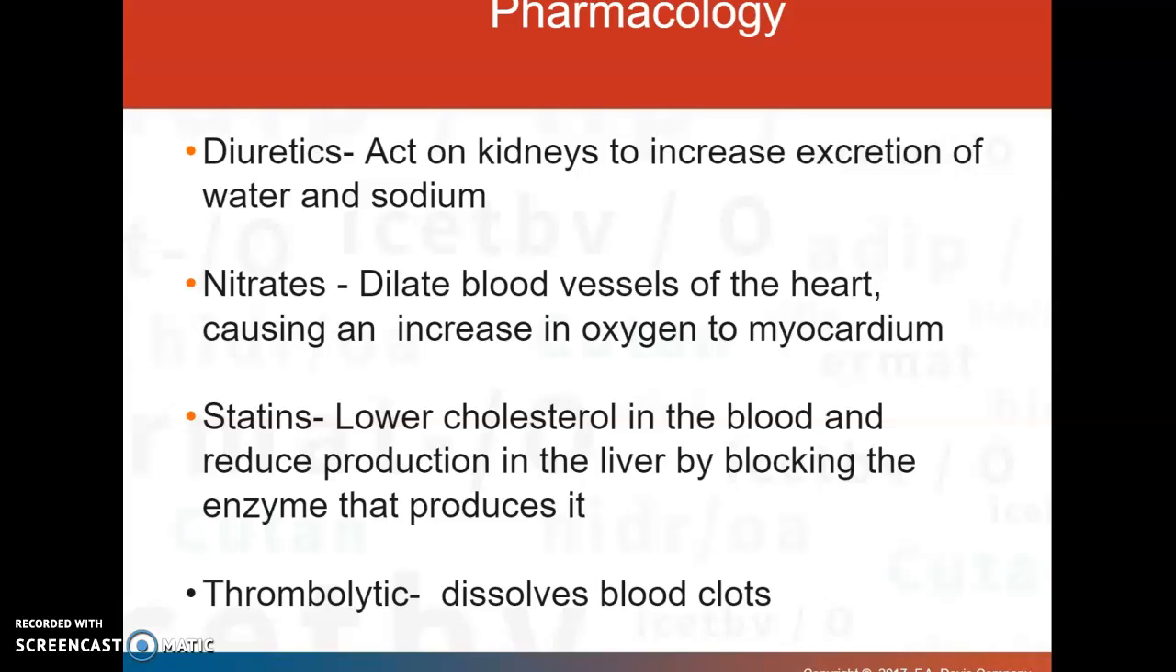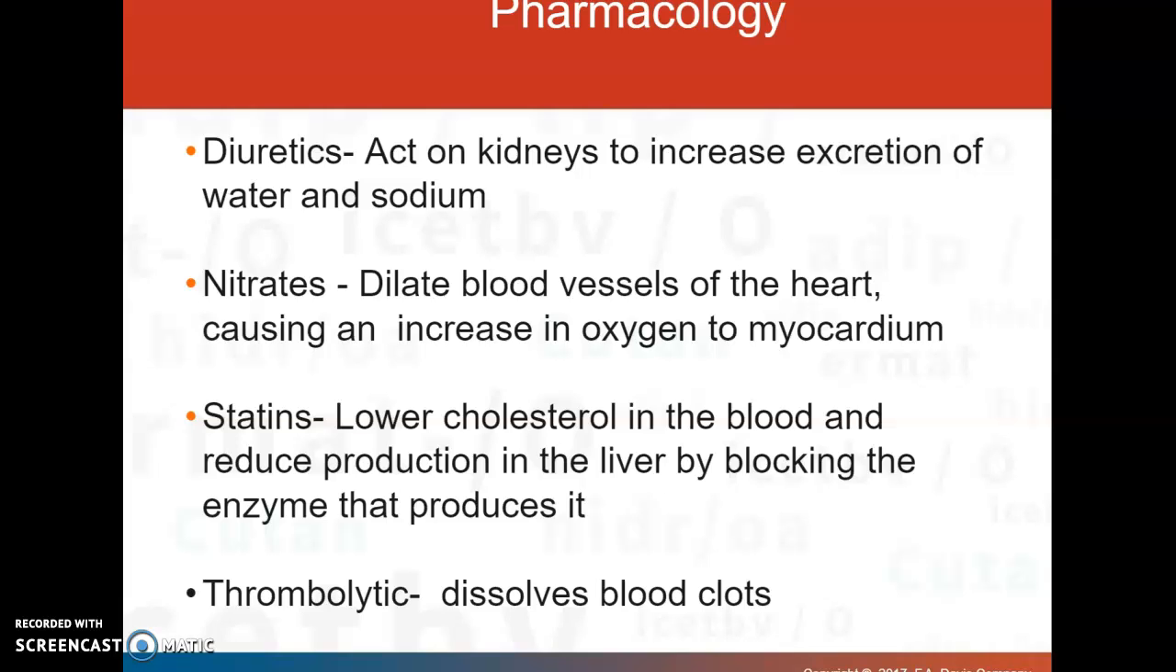Nitrates dilate the blood vessels of the heart, causing an increase in oxygen to the myocardium. So somebody who is known to have angina, or chest pain, when they have a little fit of chest pain, they pop a nitro, which means they put a nitroglycerin tab under the tongue, and it just absorbs, and that will help dilate those blood vessels because the pain is probably coming from poor oxygen flow through not very open arteries. So that opens up and dilates those blood vessels of the heart to relieve the chest pain.